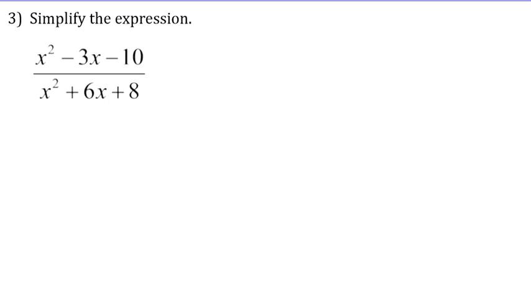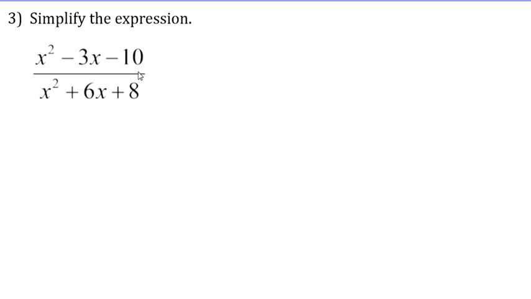Let's try a few more. Here we have a rational function, x squared minus 3x minus 10, divided by x squared plus 6x plus 8. Now, in the past, we've looked individually at each of these polynomials to see if we could break them down into their factored form. And we're going to try that again here. So if we focus on x squared minus 3x minus 10, we want to see is there a greatest common factor other than 1 we could divide out from all those terms, and there's not.